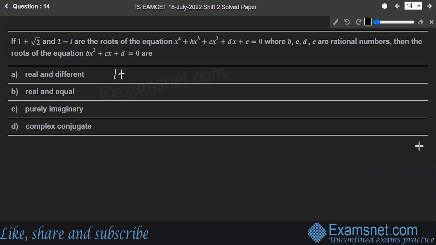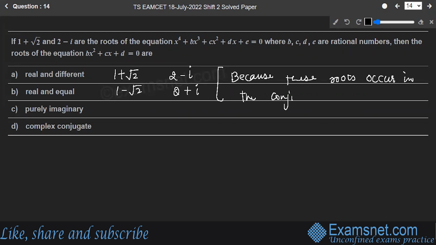1 plus root 2 and 2 minus iota. These are the two roots. So what will be the other two roots in this case? 1 minus root 2 and 2 plus iota. Because these roots occur in the conjugate pair. Okay. Now, therefore, the given equation x raised to power 4 plus bx cube plus cx square plus dx plus e.